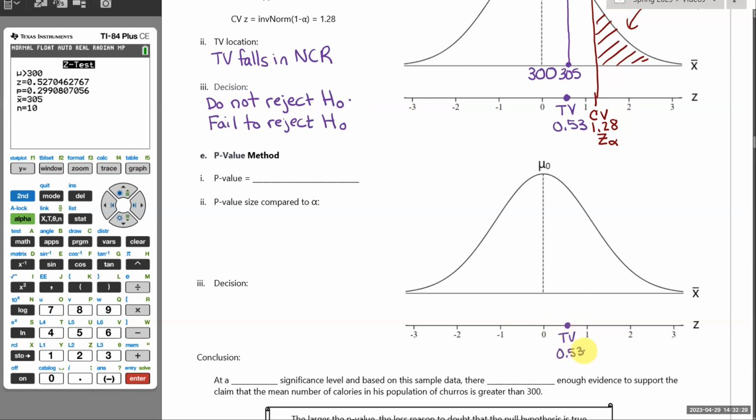0.53 told me that X bar would be right there. So those line up. 300 would be there. And a p-value stands for probability. So it's an area here. The p-value is the area to the right. It's a right-tailed test. So the p-value is the area to the right of the test value.